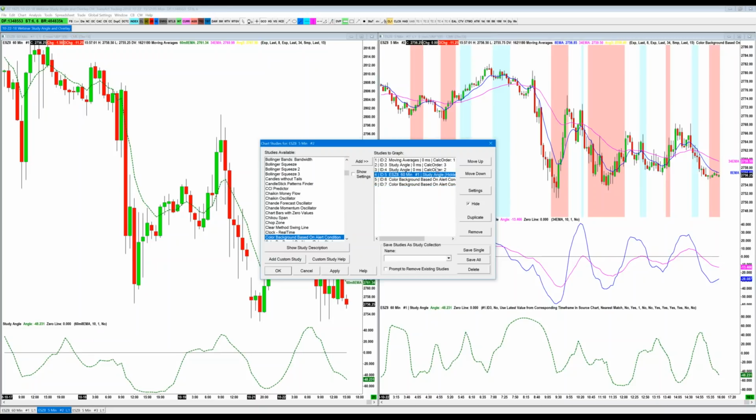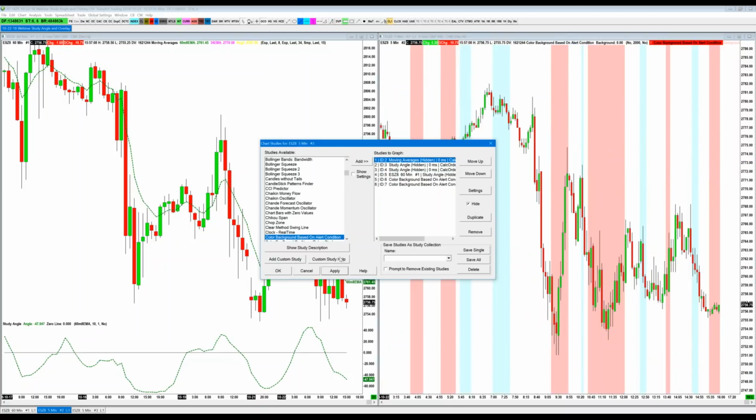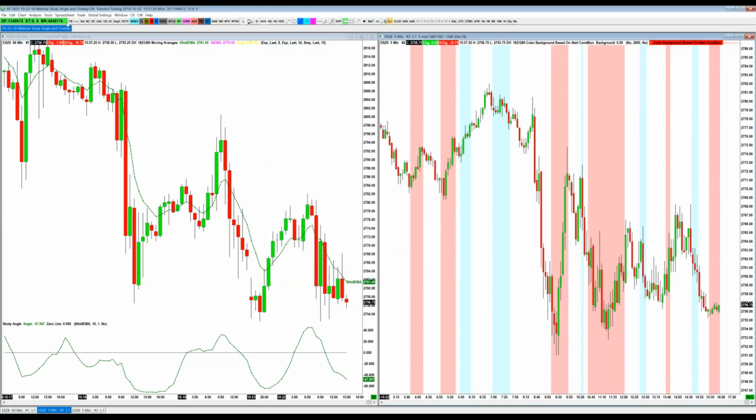So I just hide the study angles like this, just hide them one by one. And what you end up with is a really clean chart with just some highlighted areas, okay? And it's not necessarily just an indicator. It could be a rule: stay out of the market when the background is colored. Okay, here's an example of that.